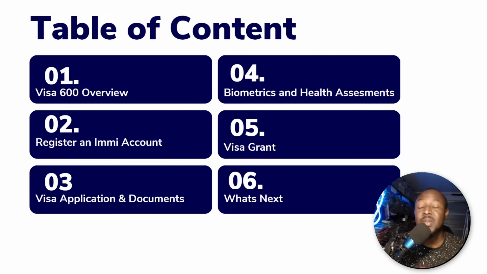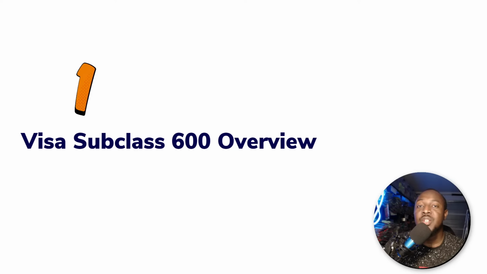I've broken this down into 6 parts. The first part will look at what Visa Subclass 600 is. In the second part, I'll show you guys how to register on ImmiAccount. Third part, I'll take you through the visa application process. The fourth part will look at the biometrics and also the health assessments you need to do for this visa. The fifth part will look at the visa grants, and the sixth part will look at what is next after you've got your visa to travel to Australia as a visitor. So let's get right into it.